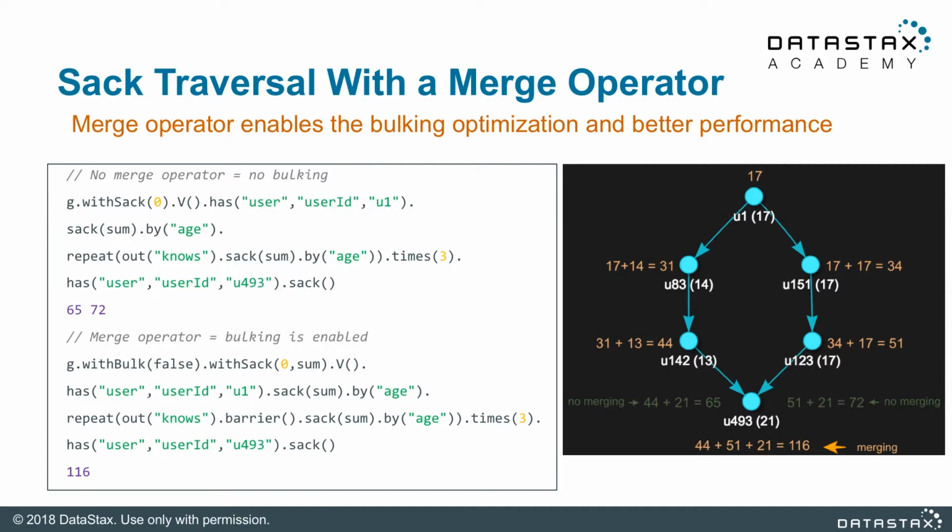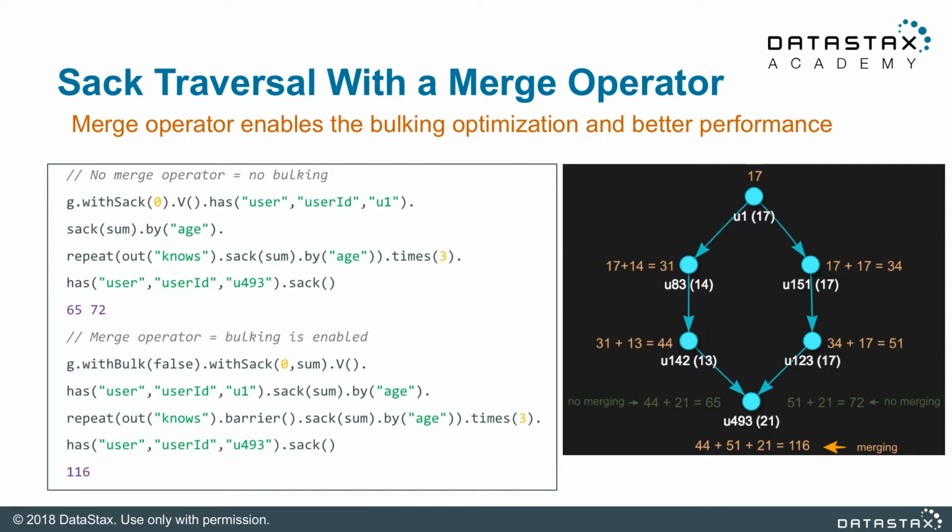Once we have reached user 493, we inspect the value of the object in the stack by calling the stack function. Here, because we had a merging function, we only see one value, which is 116. Now, if you look at the path values from the last example, you'll see that 65 plus 72 is 137. However, because we were using the bulking optimization, the 2 traversers arrived at 493, bulked together, and then added their stack values. This augmented the stack with the age from 493 only once. This keeps you from double counting user 493's age into the stack.